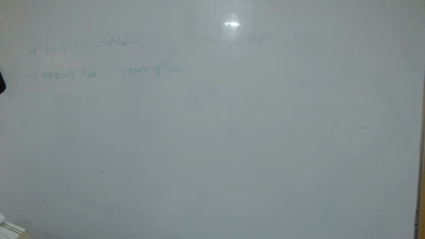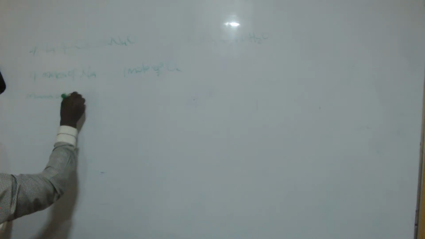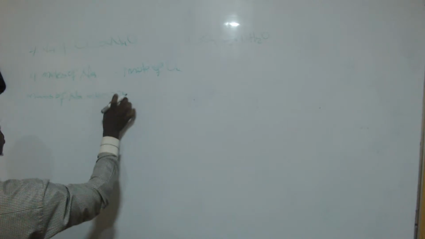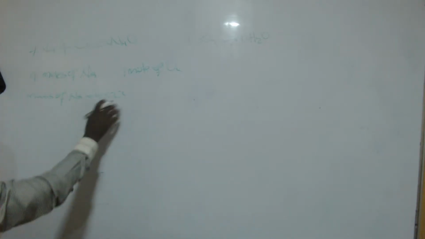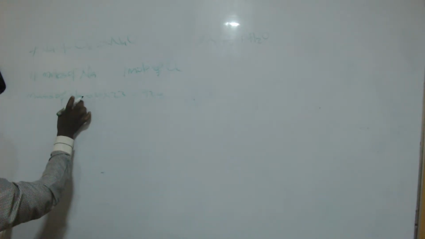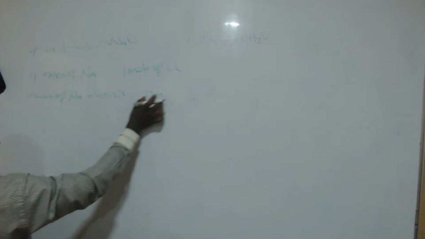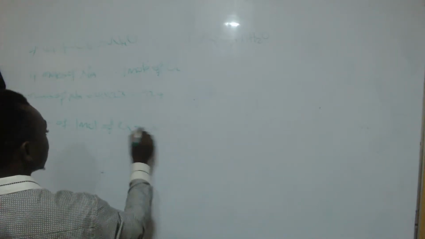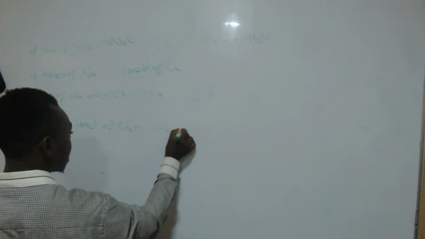Now the next thing is how to get the mass of sodium, which is 4 times 23. Remember that the molar mass of sodium is 23. So 4 times 23 will give you 92 grams. If the mass of 4 moles of sodium is 92 grams, then the mass of 1 mole of oxygen is 16 times 2, because of this 2 here, which gives 32 grams.